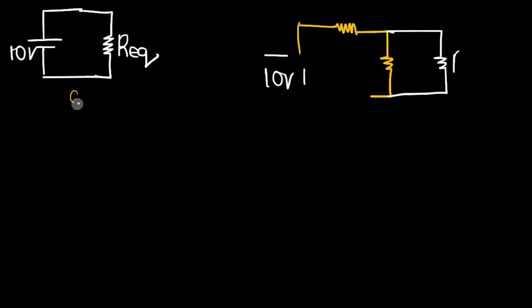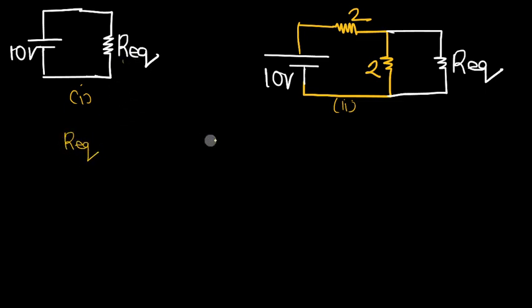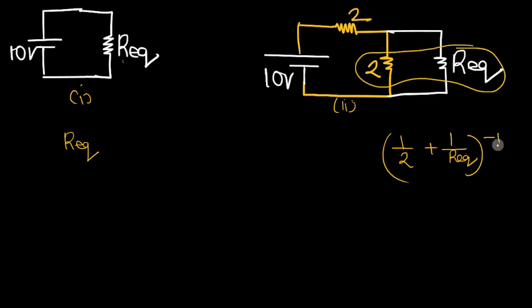That means you have two circuits, and the equivalent resistances of these two circuits are equal. The equivalent resistance of the first circuit is simply R equivalent, and for the second circuit, these two resistances are in parallel, so 1 by 2 plus 1 by R equivalent, then again take an inverse, and this 2 is in series with this part, so we add a 2. And as the equivalent resistances of these two circuits are the same, we put an equal sign here.